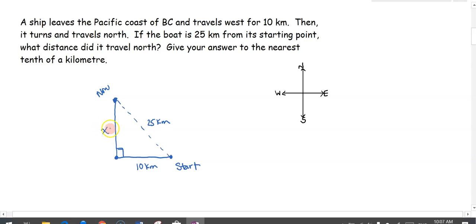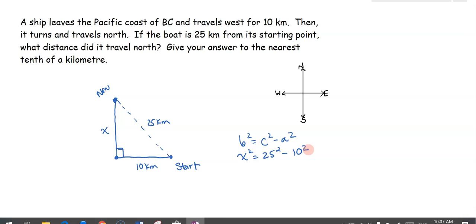So I pick the formula I want. I know that b squared equals c squared minus a squared. I use my substitution: x squared equals 25 squared minus 10 squared. I go to my calculator and I type in 25 squared minus 10 squared, and I write the answer below it. This is the algebraic way of writing it, right? Since I know x squared is 525, I know that x is the square root of 525.